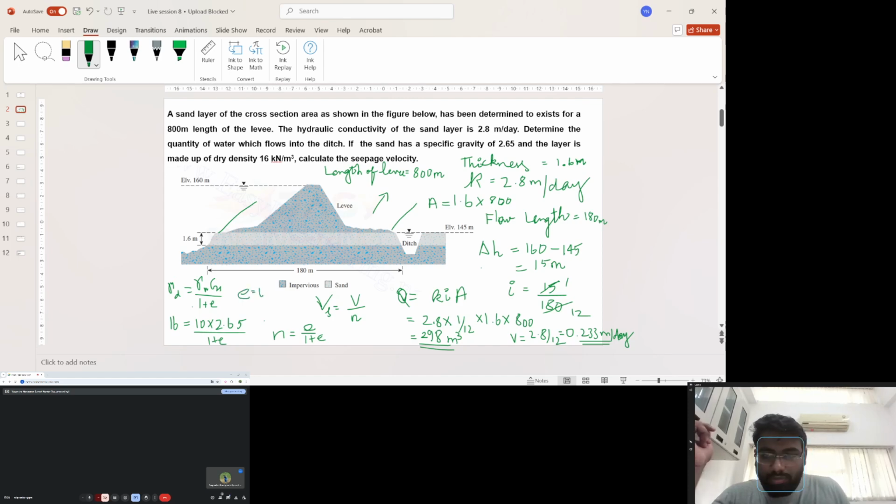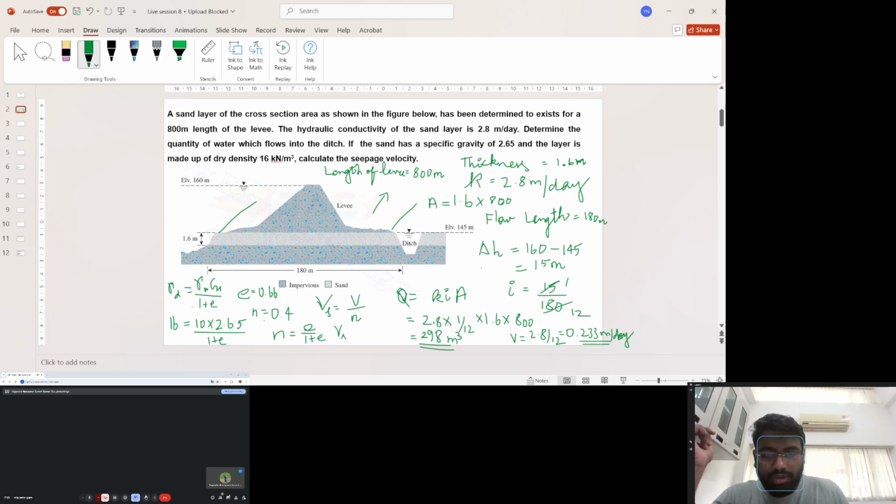Now 0.66. Now porosity will be n is equal to, substitute in the formula, e by 1 plus e, 0.66 divided by 1.66. So which comes around to 0.4.